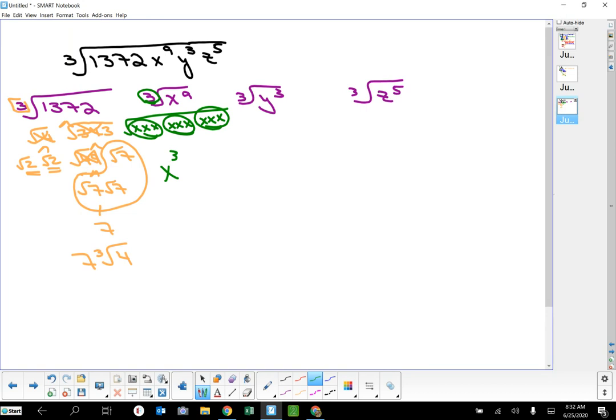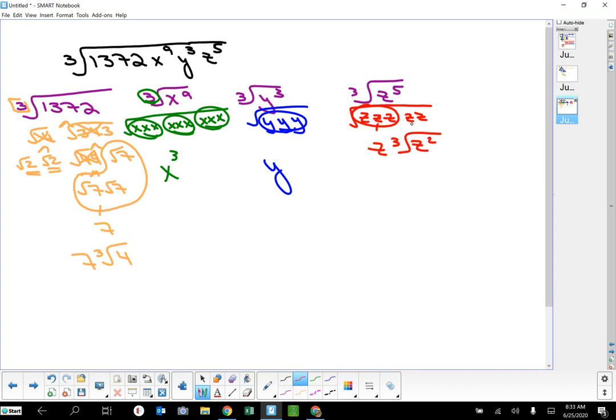So this becomes x to the 3rd with no radical for the x to the 3rd. Y to the 3rd is going to be the root of y times y times y. They're all going to get grouped together. So 1 y is going to come out. And then the z is 5 of them. 1, 2, 3, 4, 5. So I can get 1 z out and have a cube root of z squared for these 2 left over.